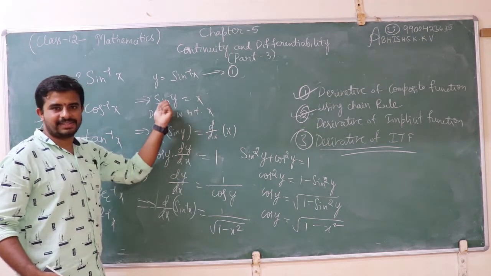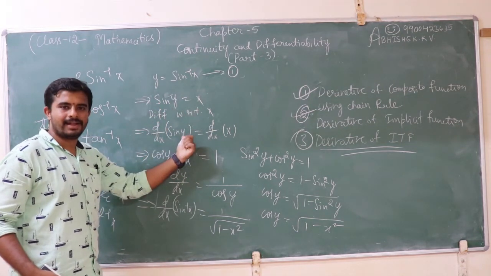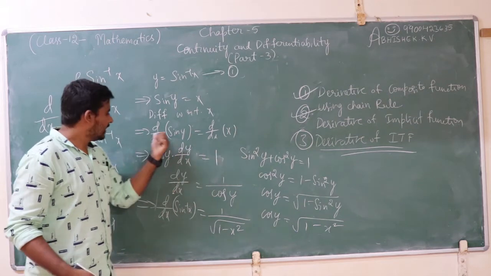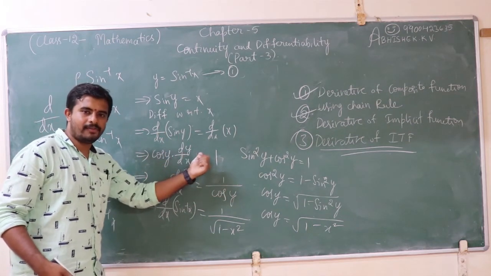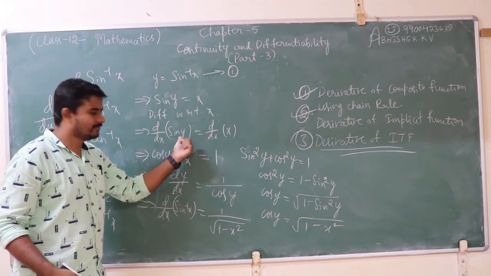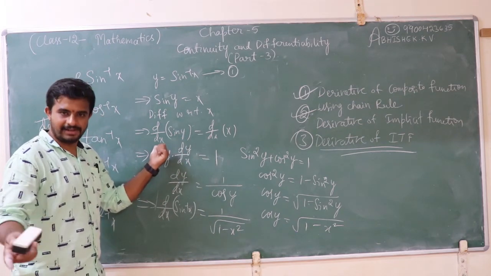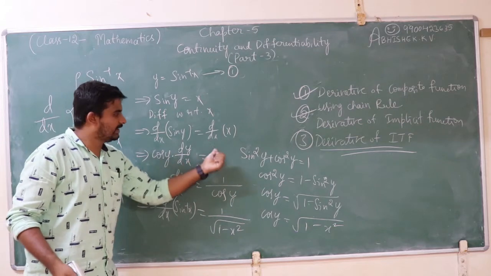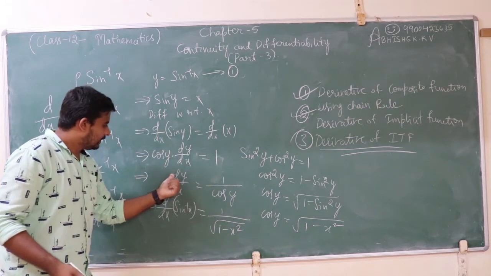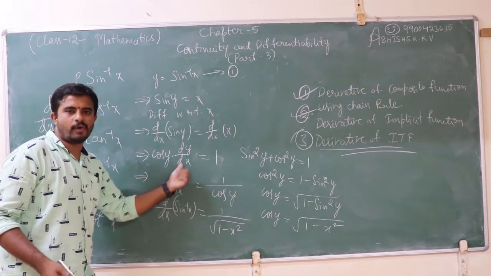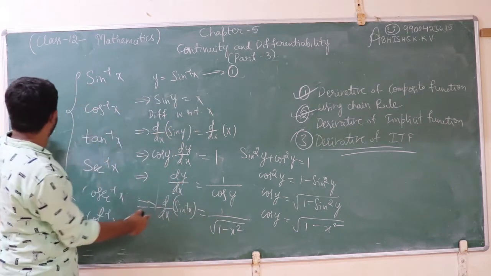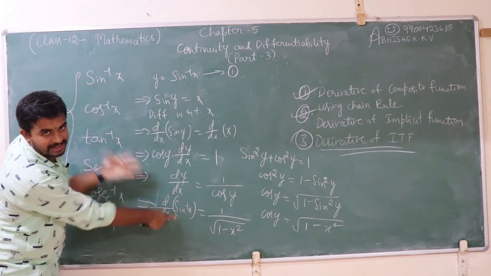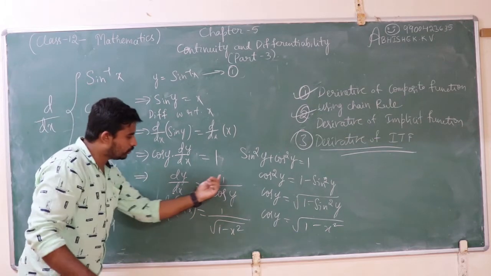So, differentiate this with respect to x. Derivative of sin y is equal to derivative of x. Derivative of sin y is cos y times derivative of y with respect to x, because y is a function of x, and the derivative of x is 1. Then dy by dx, that is dy by dx of y is equal to sin inverse x. Therefore dy by dx of sin inverse x is equal to 1 by cos y.